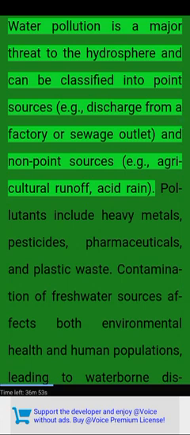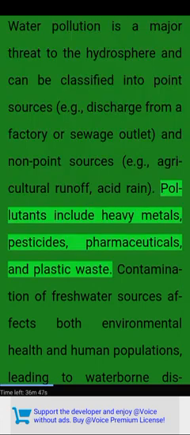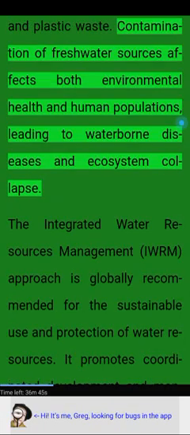Water pollution is a major threat to the hydrosphere and can be classified into point sources, e.g., discharge from a factory or sewage outlet, and non-point sources, e.g., agricultural runoff, acid rain. Pollutants include heavy metals, pesticides, pharmaceuticals, and plastic waste. Contamination of freshwater sources affects both environmental health and human populations, leading to waterborne diseases and ecosystem collapse.